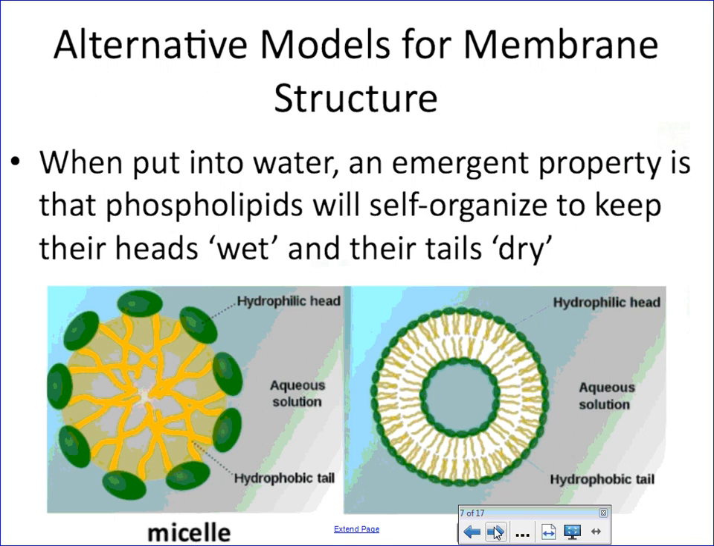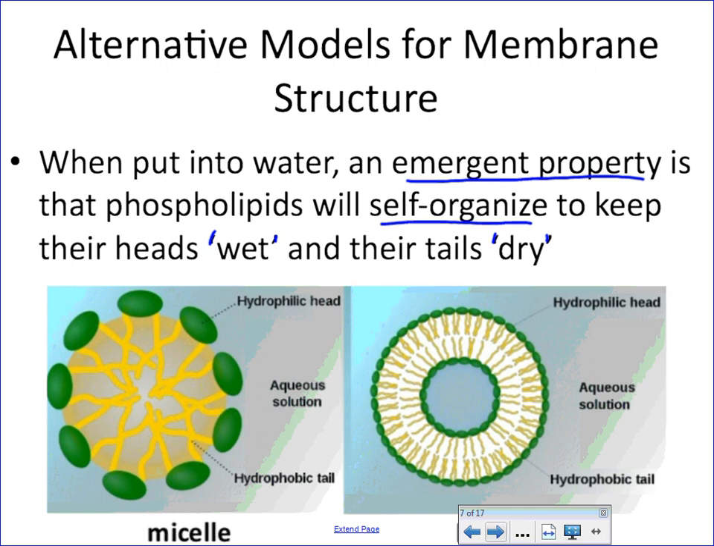There are alternative models for membrane structure. When put in the water, an emergent property of phospholipids is that they will self-organize to keep their phosphate heads wet and their hydrocarbon tails dry, meaning that the molecules will orient themselves in these favorable positions where the phosphate head interacts with water and the hydrocarbon tails hide from the water, essentially.